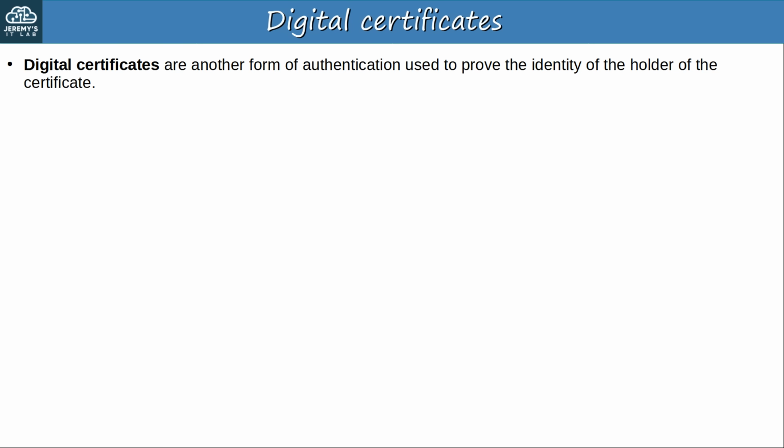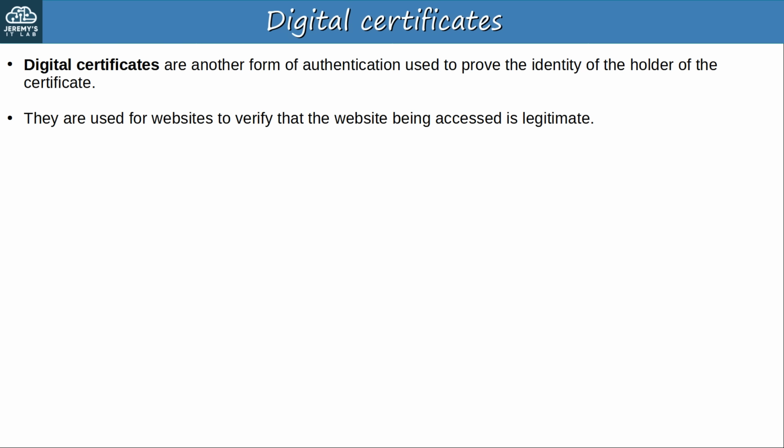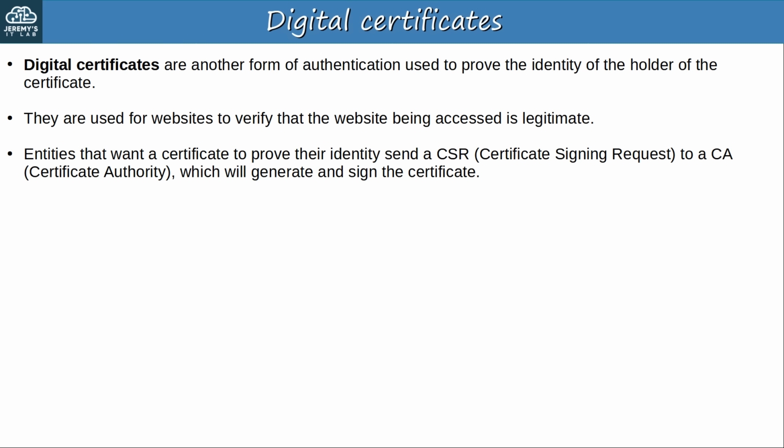Another form of authentication involves the use of digital certificates, which are used to prove the identity of the holder of the certificate. They are mainly, but not exclusively, used for websites to verify that the website being accessed is legitimate. Entities that want a certificate, for example, a company with a website, send a CSR, Certificate Signing Request, to a CA, Certificate Authority, which will generate and sign the certificate.